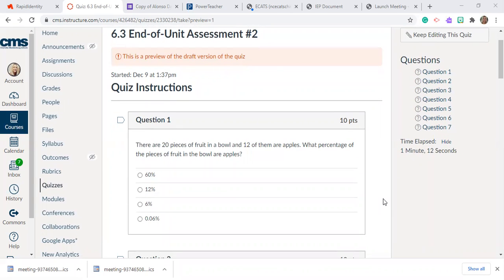Question number 1. There are 20 pieces of fruit in a bowl and 12 of them are apples. What percentage of the pieces of fruit in the bowl are apples? 60%, 12%, 6%, or 0.06%. You may pause and do the work.